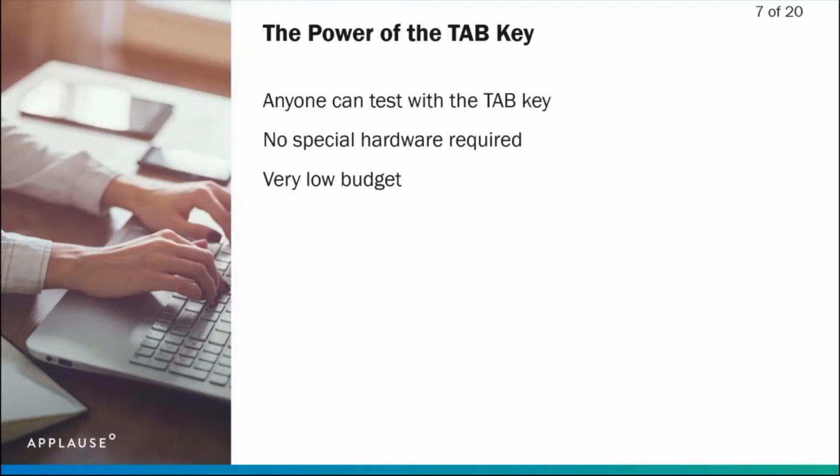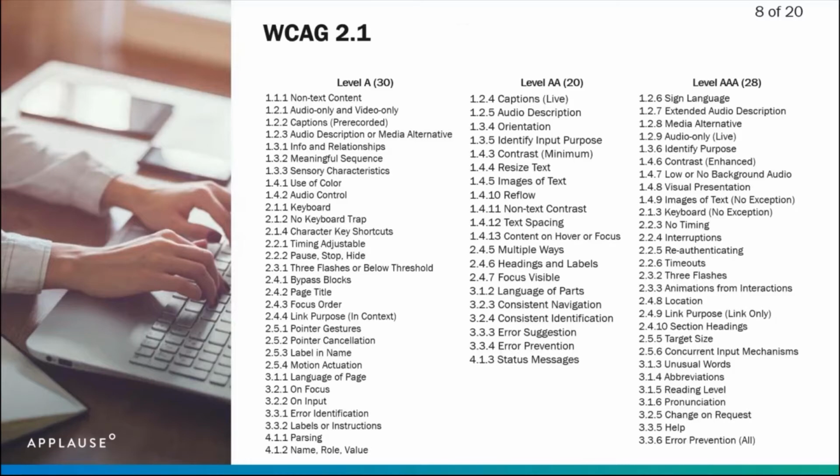Now, why do I talk about the tab key? Well, anybody can test with the tab key. It doesn't require any special hardware. There's nothing you need to install. You don't have to spend a lot of money to buy some special hardware. Everyone typically already has a keyboard, right? Whether it's built into your laptop or a separate keyboard for your desktop machine. So it's very low budget. Even if you had to buy one, you can get a $10 keyboard anywhere and do some testing.